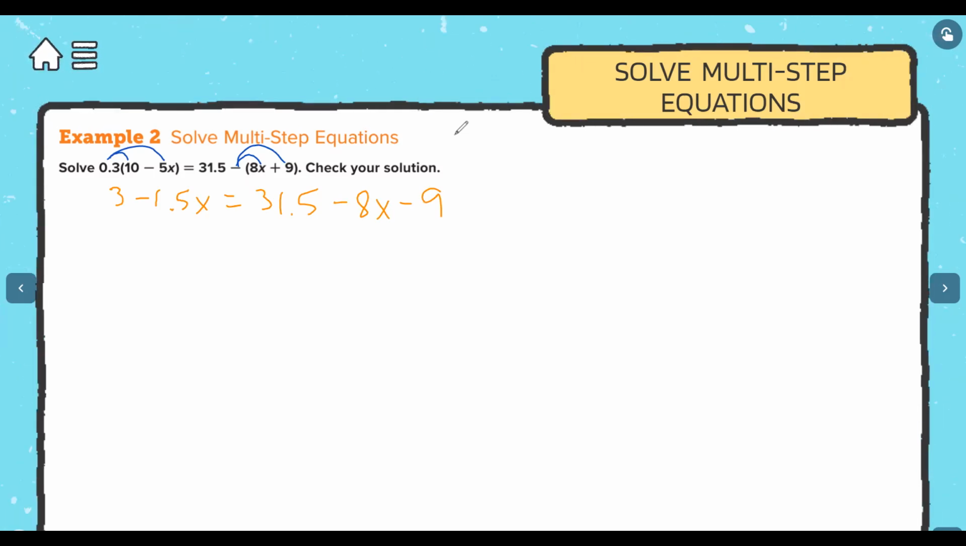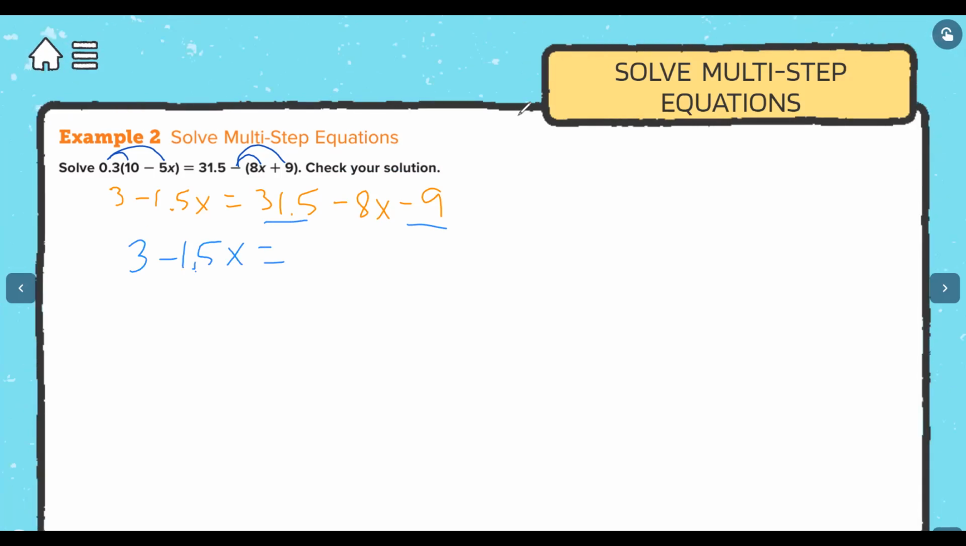Good. Now, we need to see if we can combine something. On this side, we can't. We cannot combine anything. But if you see this side, we can, right? We can combine the ones without x. So right here, we leave the ones on this side of the equation the same, 3 and negative 1.5x. And on this side, we have to combine what we can combine, like terms together. 31.5 minus 9 we got 22.5 minus 8x, okay?